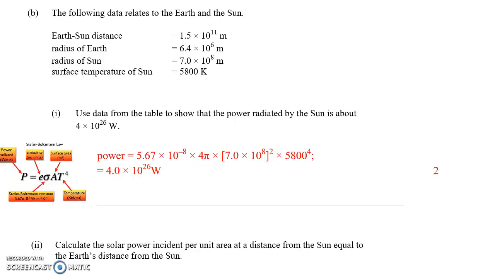Stefan-Boltzmann law. So B I, using the data from this table, show the power radiated by the sun is about 4 times 10 to the 26 watts. You have to use the Stefan-Boltzmann law. Again, emissivity is 1, so we don't include E. E's not included. You'll learn that in your lessons.